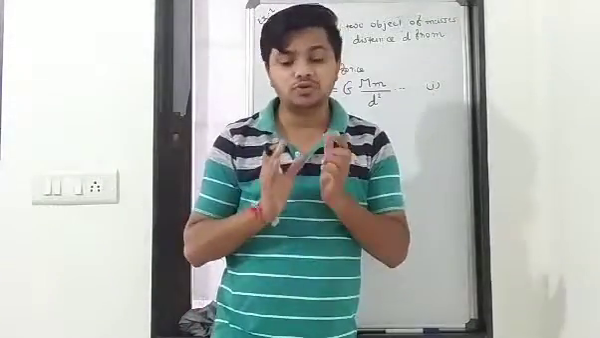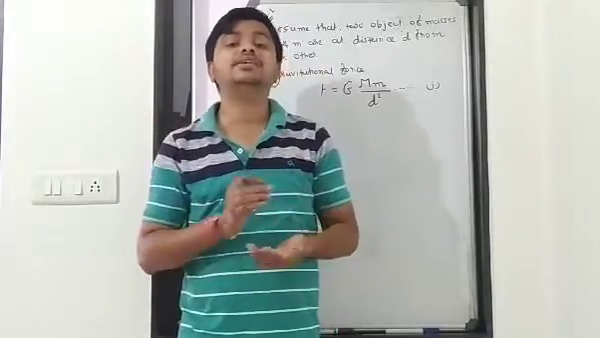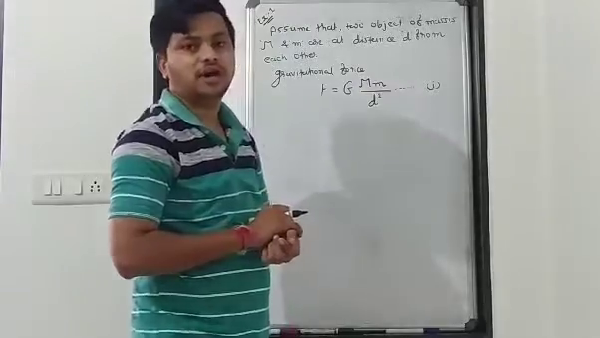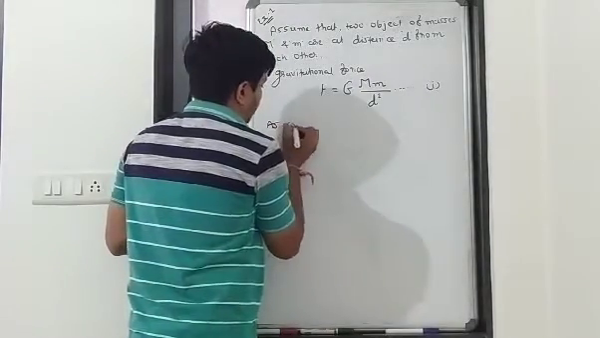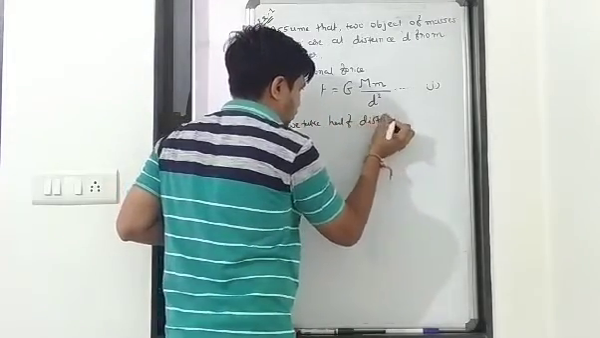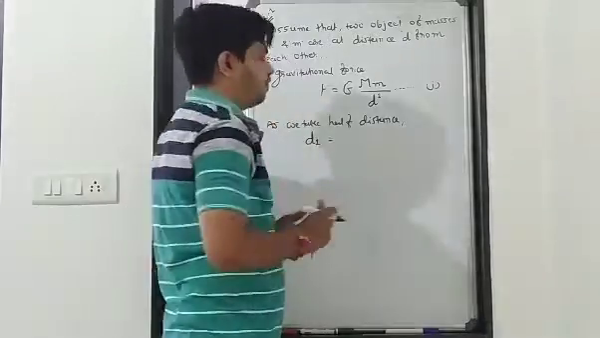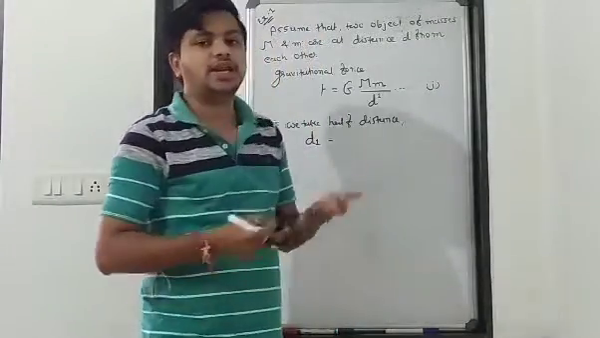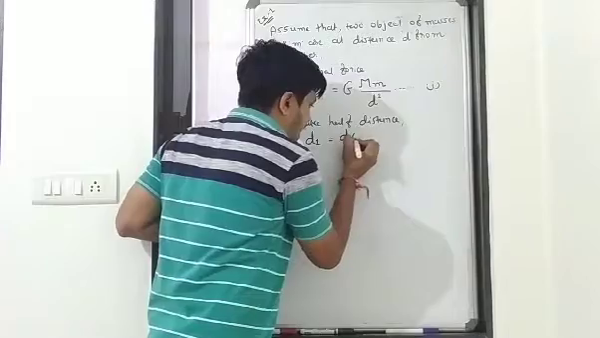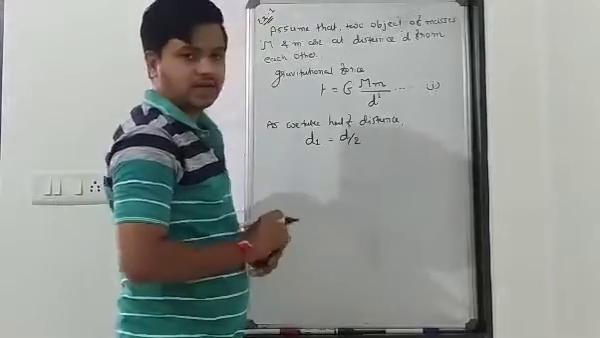Now what do we have to do? We have to take half of the distance. When we make the two objects nearer to each other, that distance becomes half of its main distance. The main distance is d, and you have to make it half. So as we take half the distance, the distance which is denoted by d1, you can also call it d dash or whatever you want. I am just taking d1, and d1 becomes d by 2, which is half of the main distance.